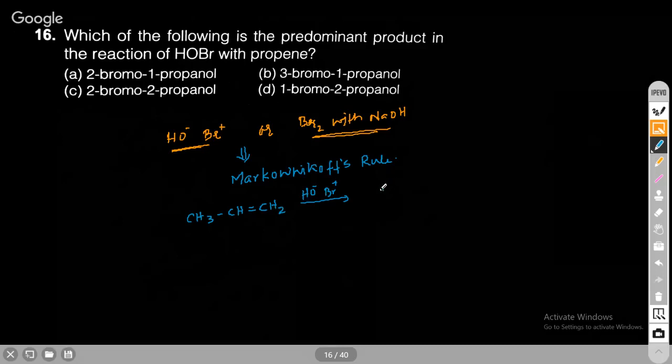The product here will be CH3CH(OH)CH2Br. So 1-bromo-2-propanol. Right? Answer is option D. Correct? Yeah, right. Option D is correct. Next one. Question number 17.